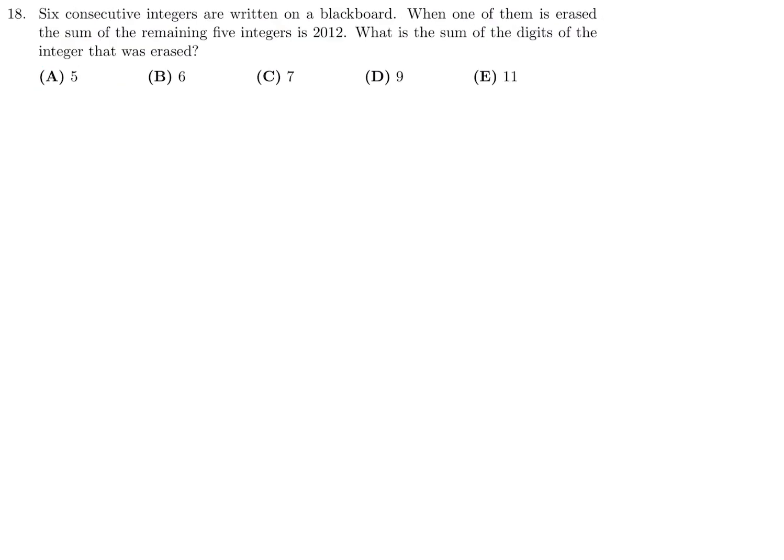6 consecutive integers are written on a blackboard. When one of them is erased, the sum of the remaining 5 integers is 2012. What is the sum of the digits of the integer that was erased?